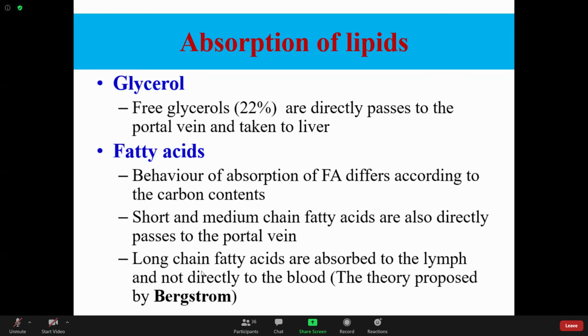However, the long chain fatty acids, that means more than 12 carbons, are hydrophobic in nature, so they cannot directly pass to the portal vein. So this type of fatty acids is absorbed into the lymphatic system, and not directly into the blood.